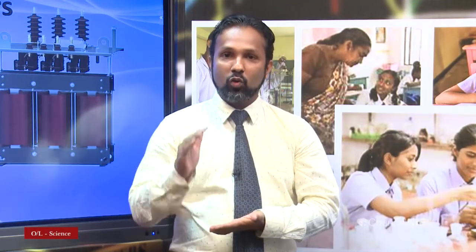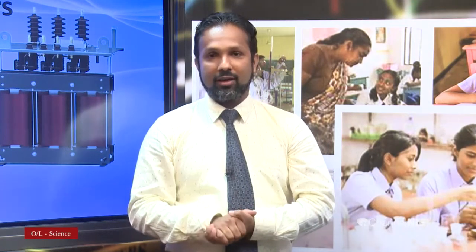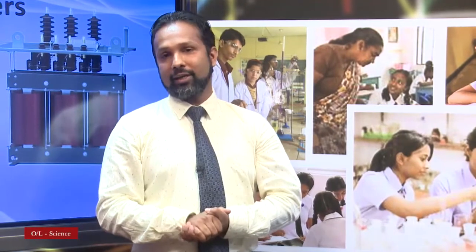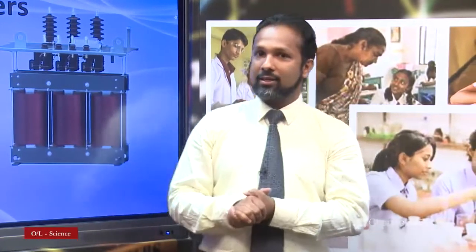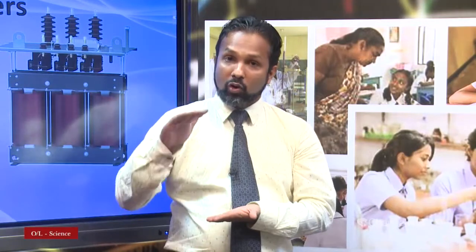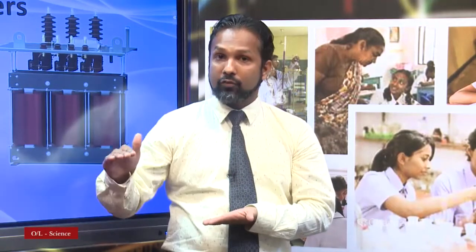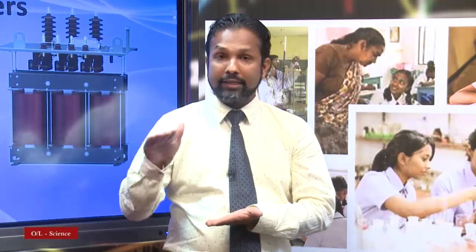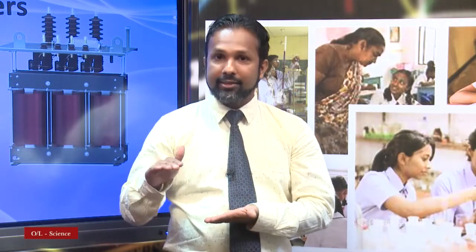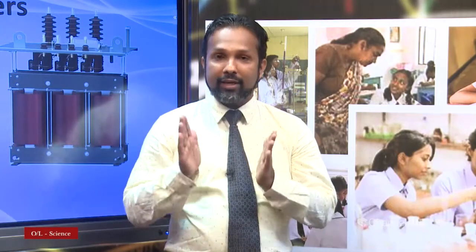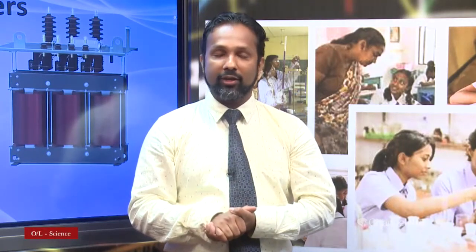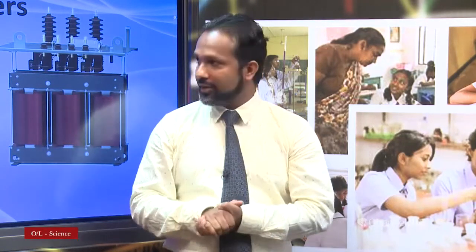It is 230 volts alternating current. What is the frequency? The frequency of the current is 50 hertz. What does that mean? 50 hertz means that the alternating current that we receive from the national grid alternates or changes its direction 50 times per second. That is why we call it 50 hertz of frequency.